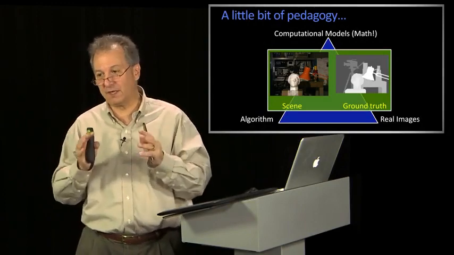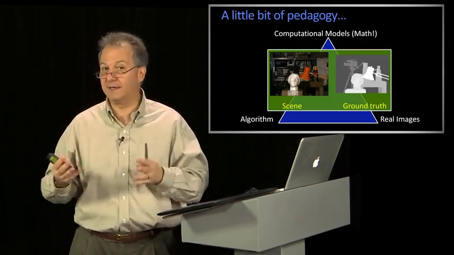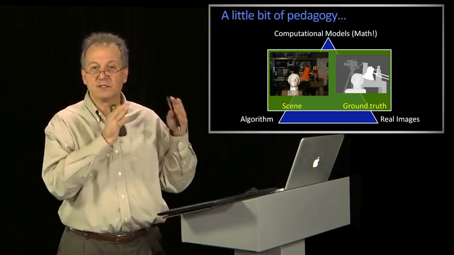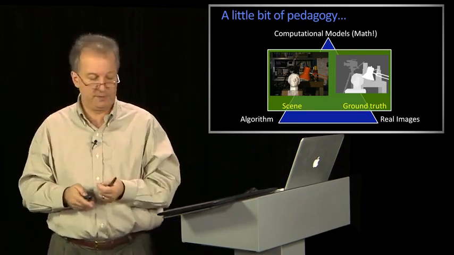Because you're going to be implementing a relatively straightforward stereo algorithm. And the reason there are more complicated stereo algorithms out there is because the straightforward one doesn't handle all the little issues that show up in real images.